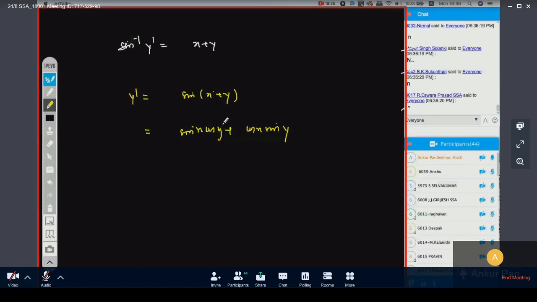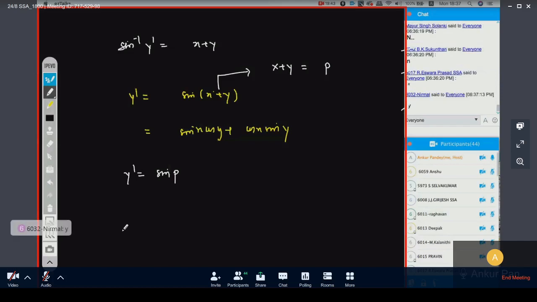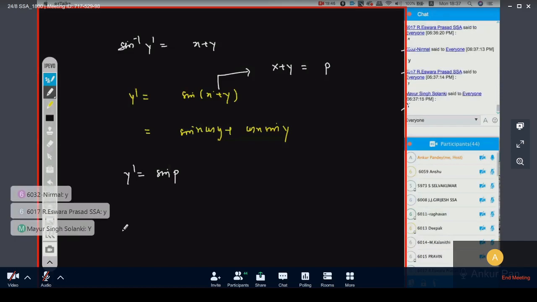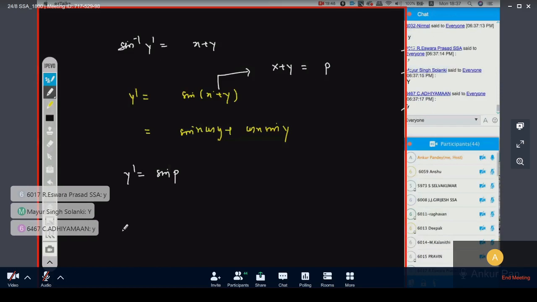Now, beta, in those conditions, convert. Suppose x plus y is equal to any number p. Clear? In that case, understand, relax. We get y dash is equal to sine p. Yes or no? Right? y dash is equal to sine p.